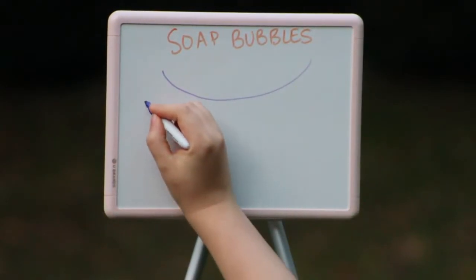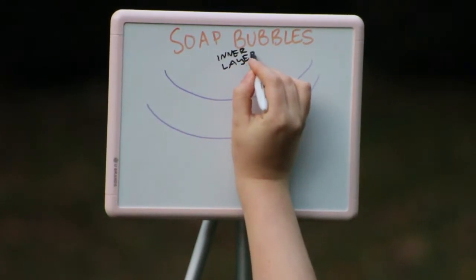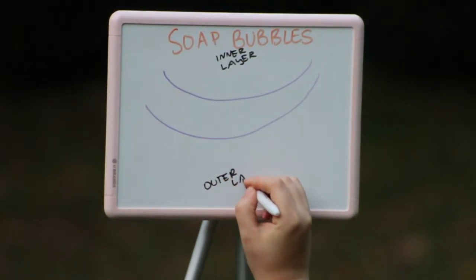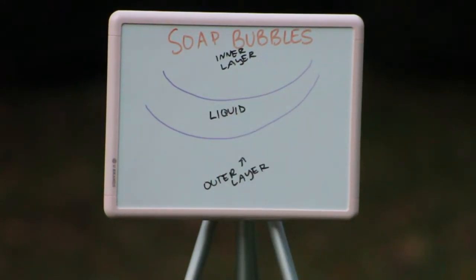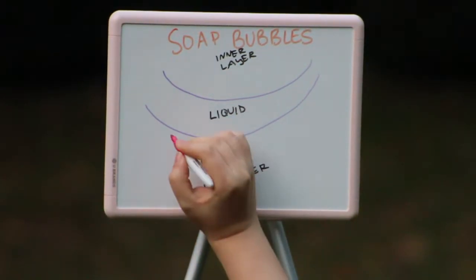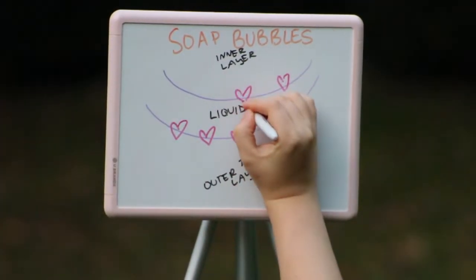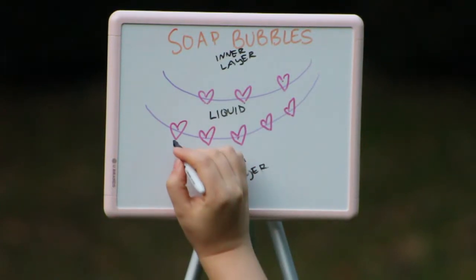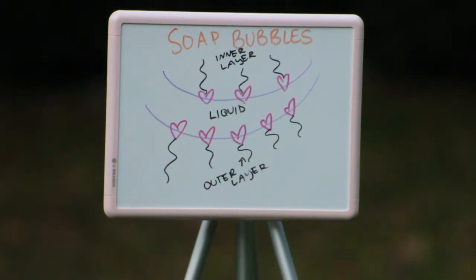But the soap bubbles we know and love are made a little differently. They're made up of 3 layers, sort of like a bubble sandwich. In the middle, there's the liquid stuck in between the inside and outside layers that are made of soap. Both those layers have a hydrophilic or water-loving head and a hydrophobic or water-repelling tail.